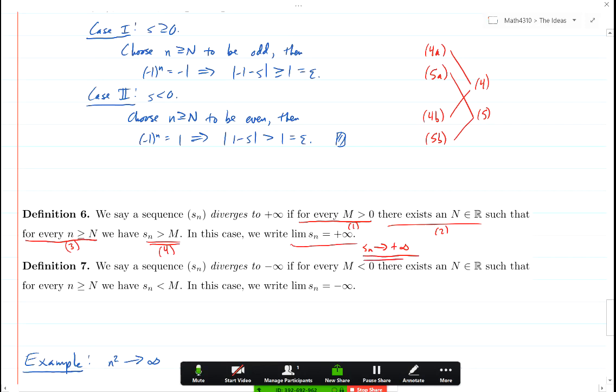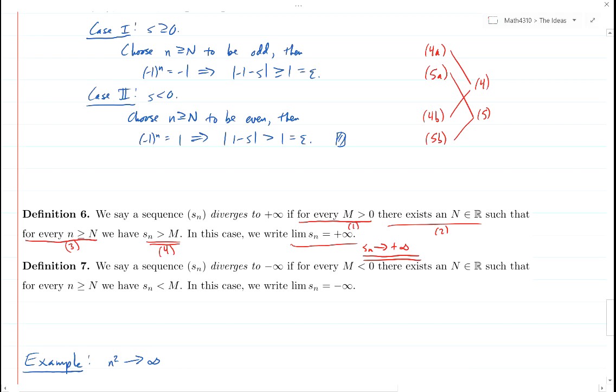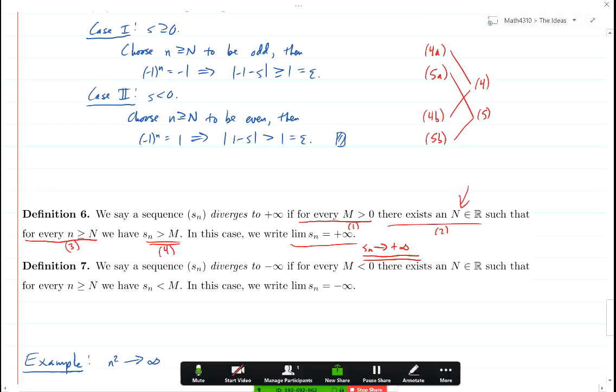This notation right here does not mean convergence. We do not say Sn converges to positive infinity. That is wrong. If you write that, you should expect to miss a lot of points. That means Sn diverges to positive infinity, and it means this definition. It means that no matter how big of a number M is, positive capital M, like I could choose a trillion, there is some point in the sequence after which all the terms, that's what steps 3 and 4 say, are greater than that capital M.